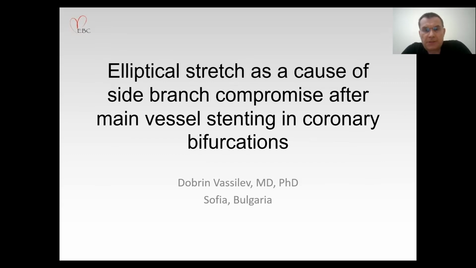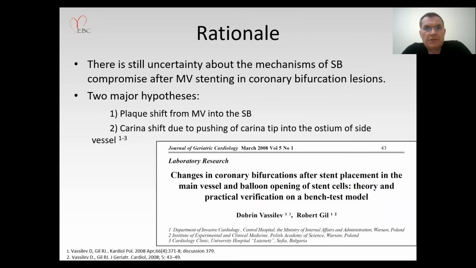The title of my presentation is Elliptical Stretch as the Cause of Side Branch Compromise After Main Vessel Stenting in Coronary Bifurcations. The rationale of our study is that despite some refinement about the mechanism of side branch ostial compromise after stenting bifurcations and the two working hypotheses, that is plaque shift and carina shifting, there is still some debate about the mechanisms leading to ostial compromise or ostial stenosis after main vessel stenting.